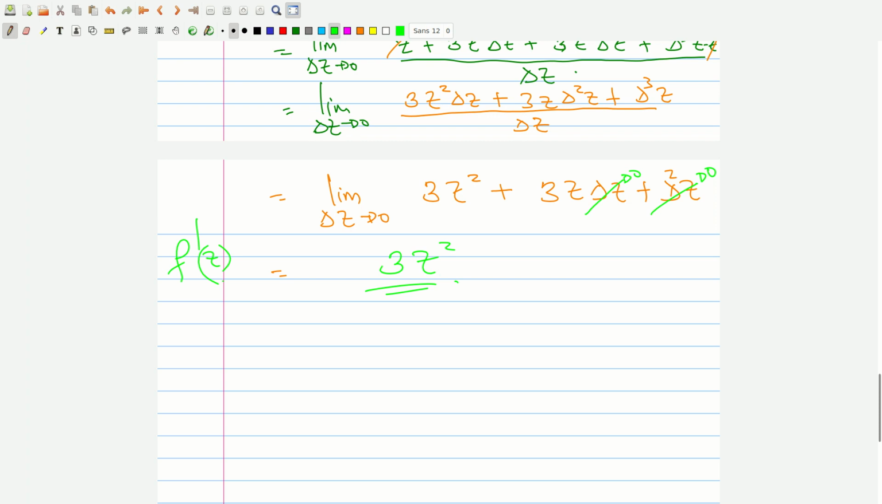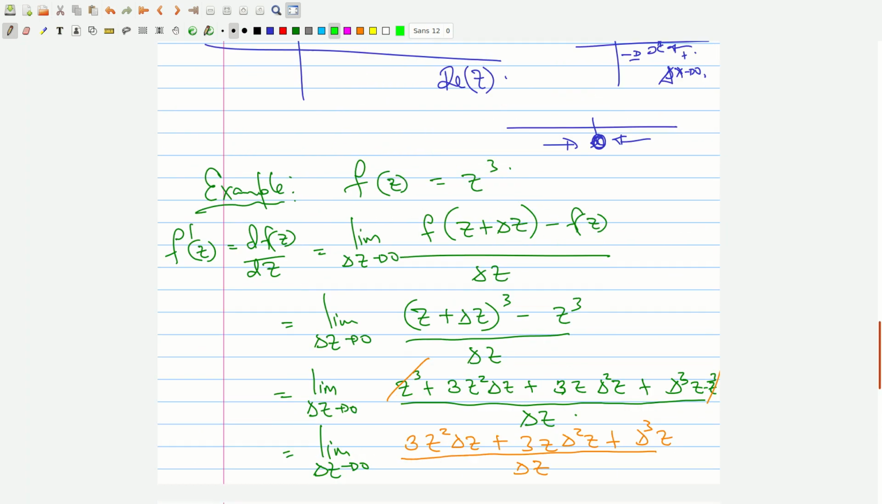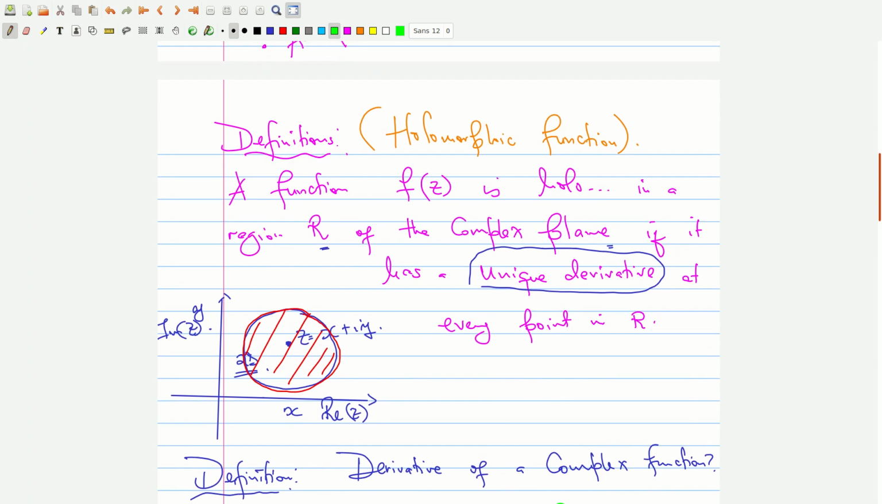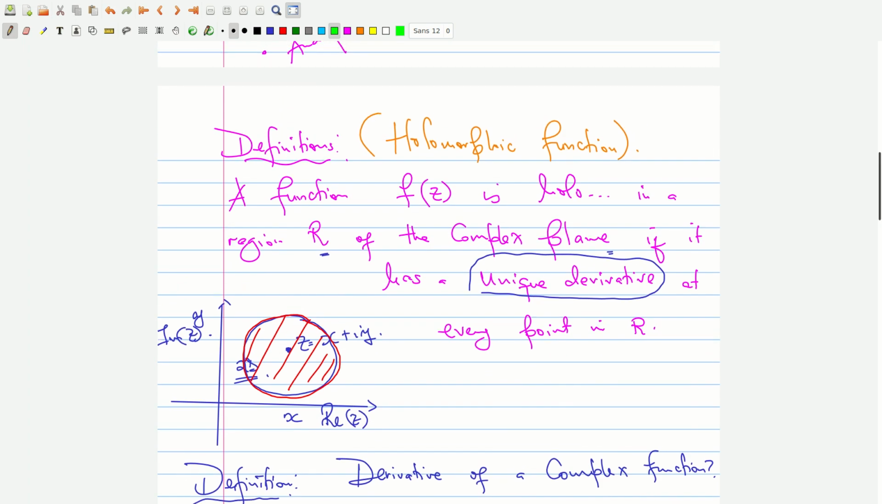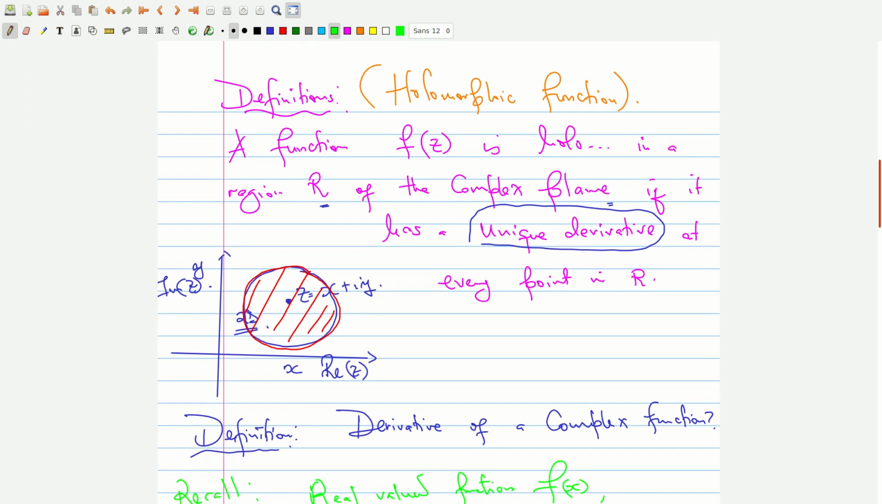Pretty simple example, and I hope you get the idea here. So this limit exists unless we have reason to show that it does not, that whatever direction we approach z from, the limit is not unique. Unless we can show that, we can say that this f of z is holomorphic. Once again, what did we say a holomorphic function is? We said that a function is holomorphic in the region R of the complex plane if it has a unique derivative at every point in R.